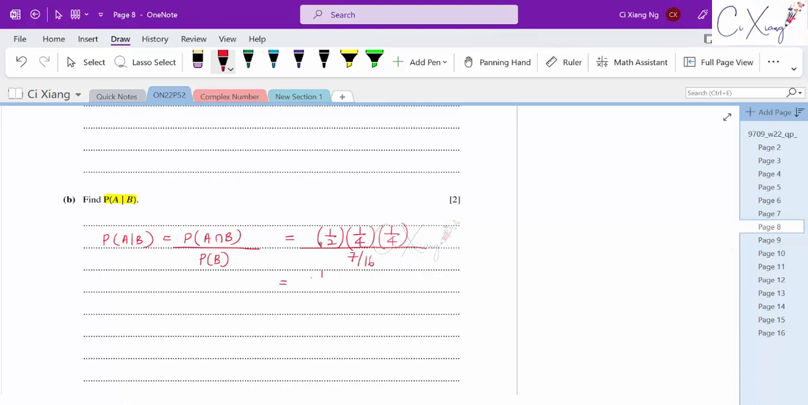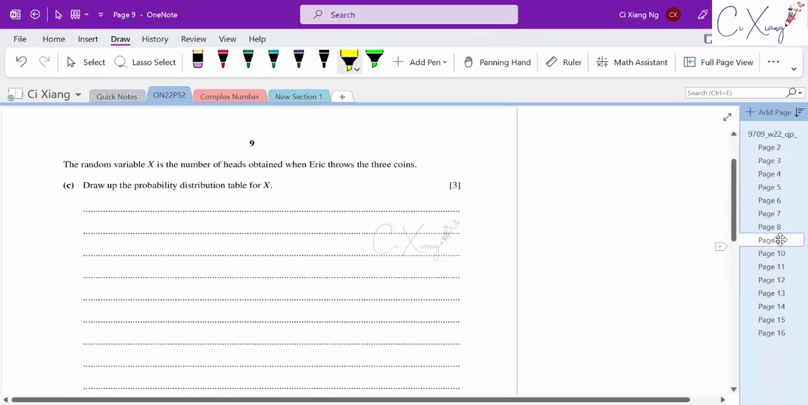Okay, to simplify it, I will get 1 over 14, or correct to 3 significant figures, the answer should be 0.0714. So this is how we get the answer for this part. Then proceed to part number C.